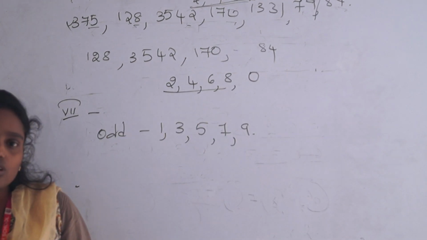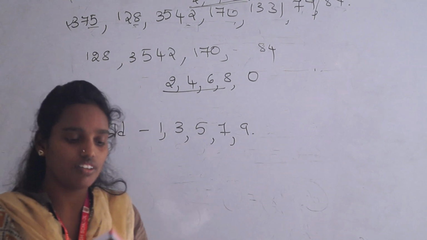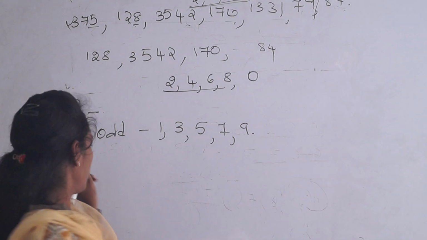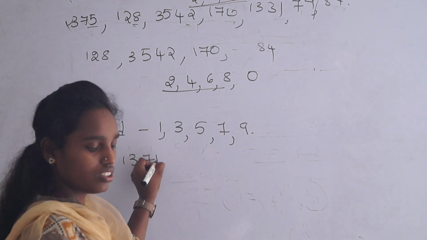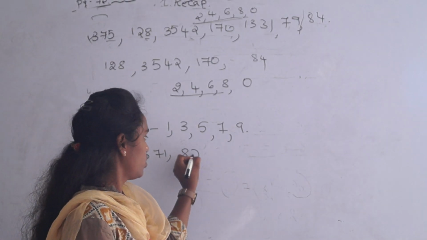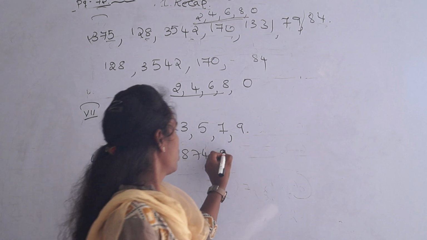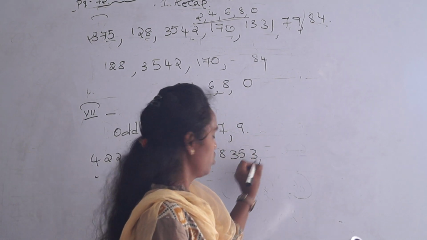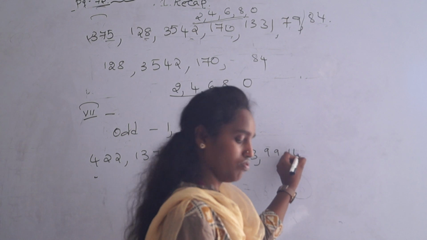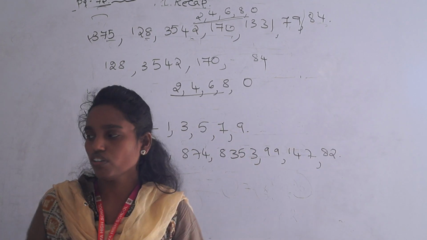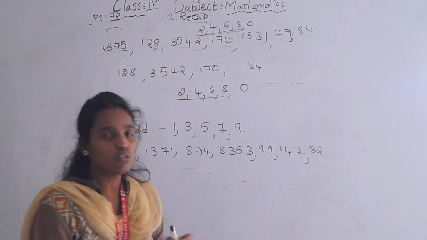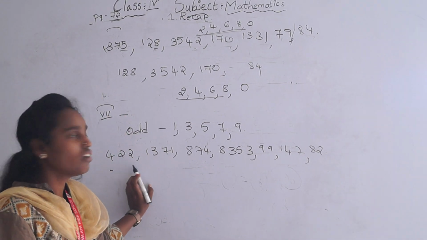Got it, children? What are odd numbers? 1, 3, 5, 7, 9. So given numbers are there, no? So tell me what are the odd numbers among them? 874, 8353, 99, 147, 82. So simply what you should do is first you round off the ones place digits in this set.